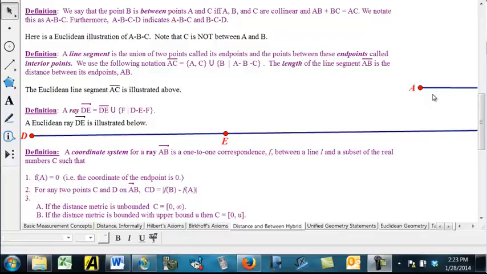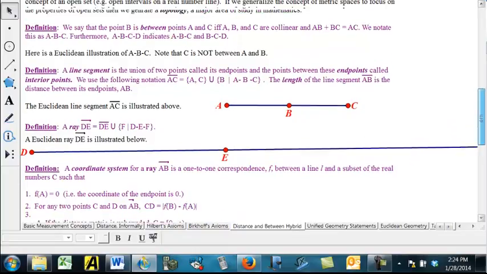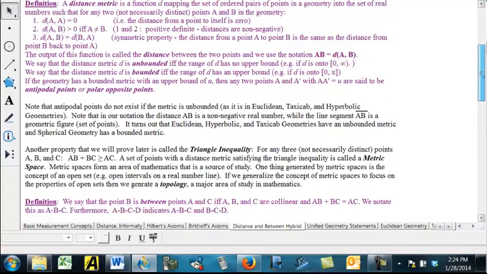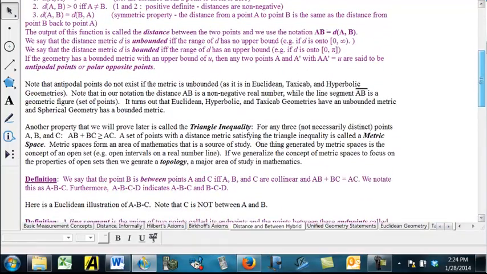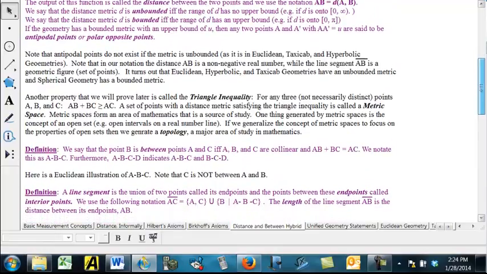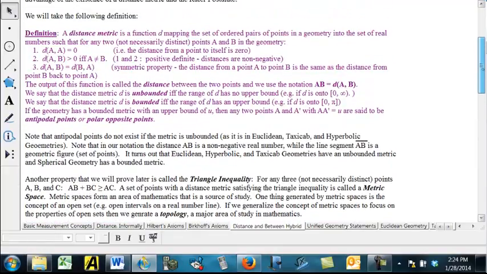Okay, I need to go back and clarify and actually correct something I said in my last video. So let's take a look here. Everything I said before works just fine for all the geometries we talked about except for spherical geometry. It's when we get to the bounded metric that we run into some weird properties of distance and betweenness and coordinates that we need to be a little bit careful about.